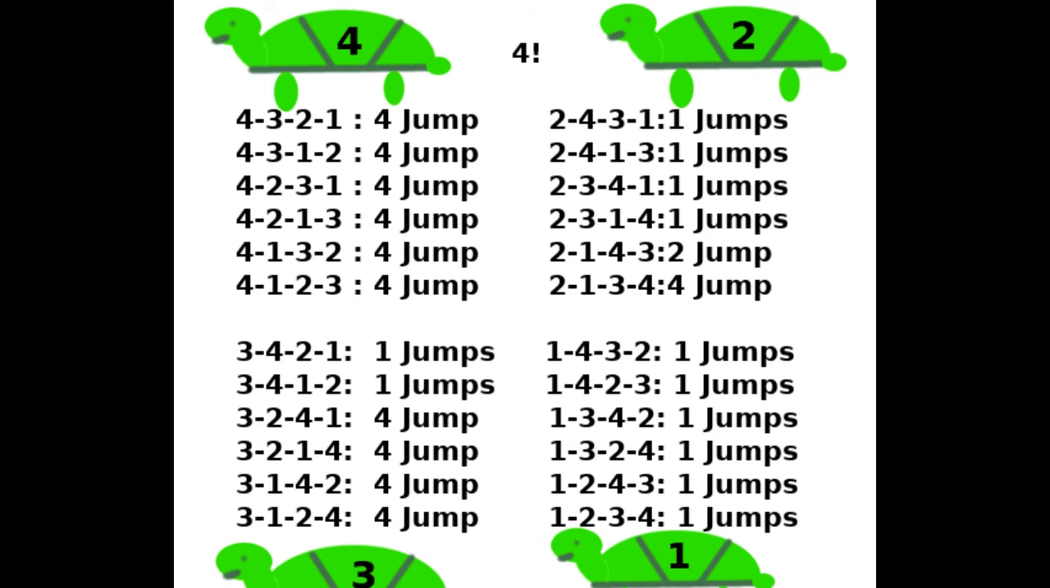Thus, the average for 4 turtles depends on definition. For mean, it is 2.47, for median, it is 1.5, and for mode, it is 1. The term average is somewhat deceptive, because while the mean is 2.47, in the great majority of cases, either 1 turtle jumps or all the turtles jump.